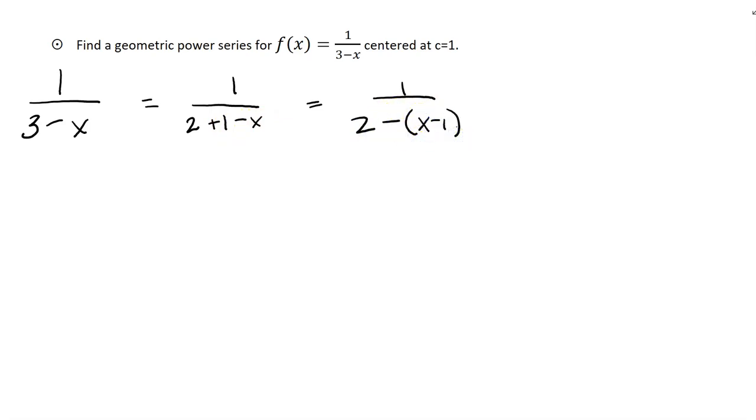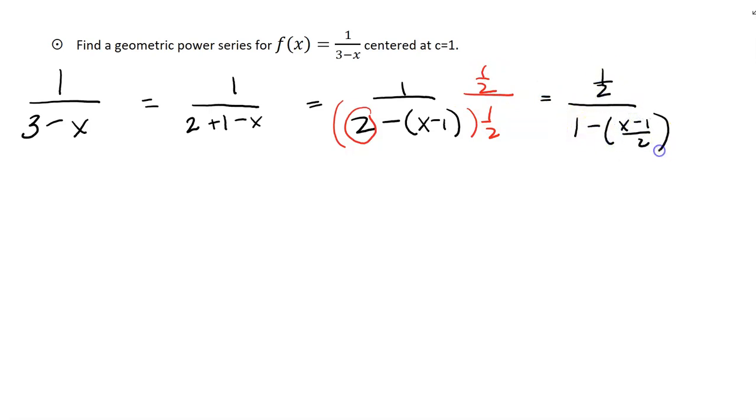And you can see that that would end up being the same thing if you distributed the negative. And just like last time, I want this to be a 1, so I'm going to multiply by 1/2 and 1/2. So that'll give me 1/2 over 1 minus x minus 1 over 2. And this is now in the a over 1 minus r format, where a equals 1/2 and r equals x minus 1 over 2.